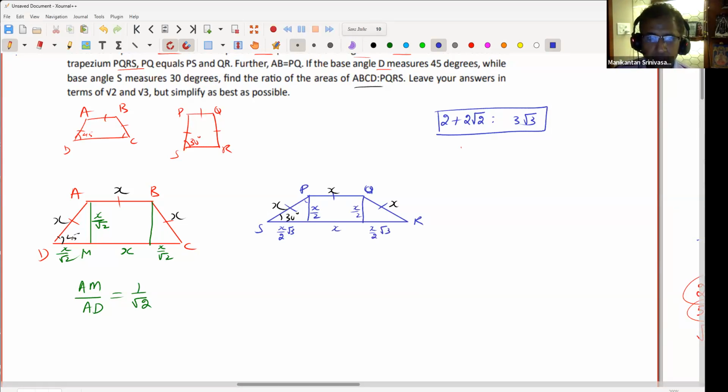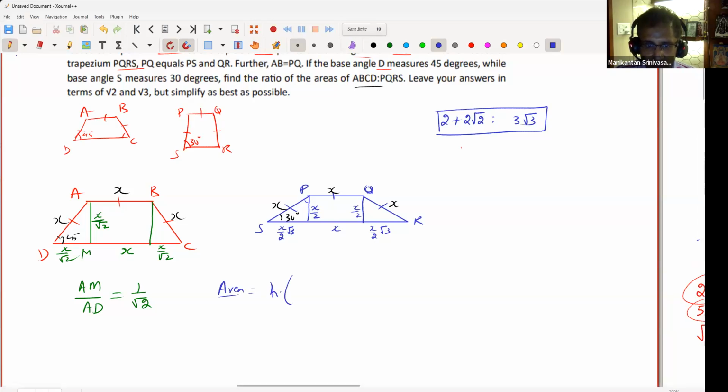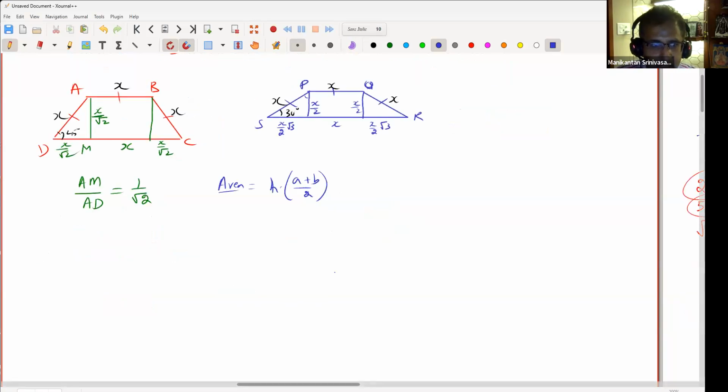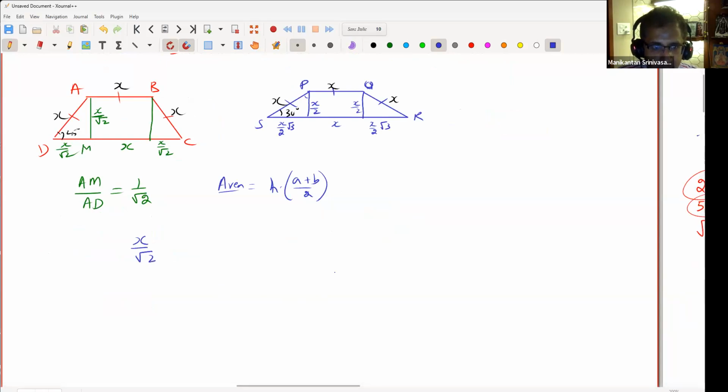Now, what is the ratio of the areas? So area of a trapezium is height times the average of the two bases. Let's say the bases are A and B, average of the two bases. We just have to apply it and not make silly mistakes. That's it, right? So in the first one, X by √2 is the height. Okay.